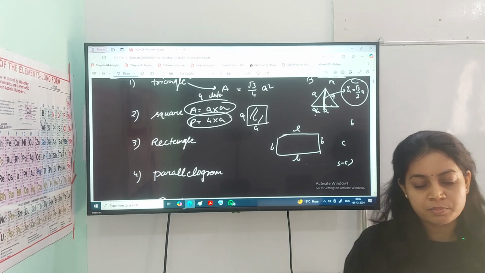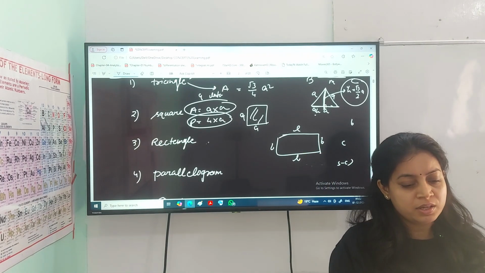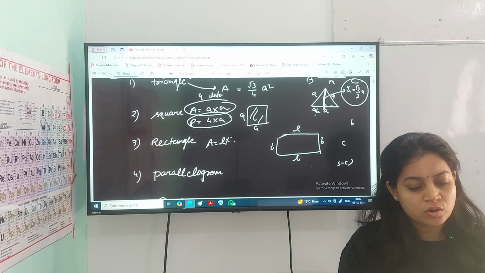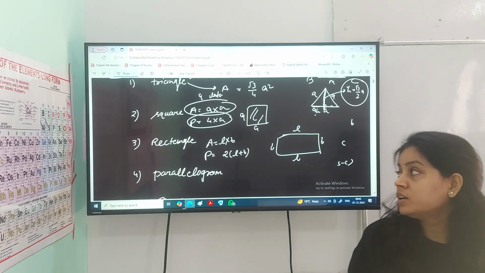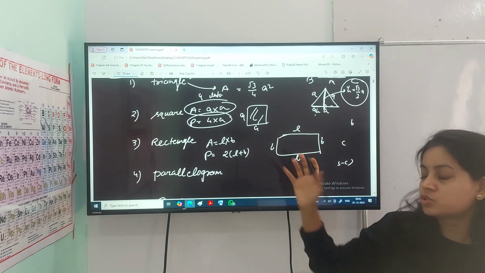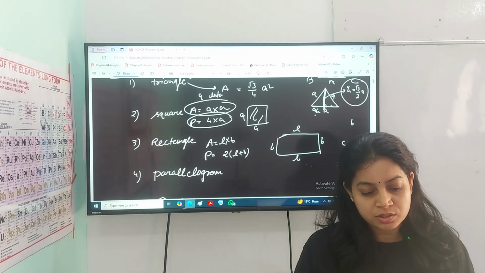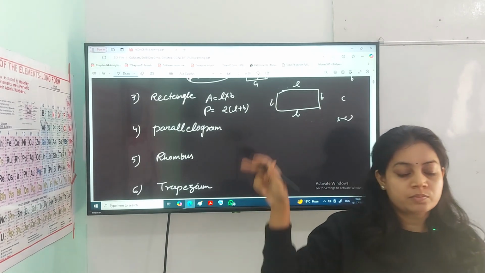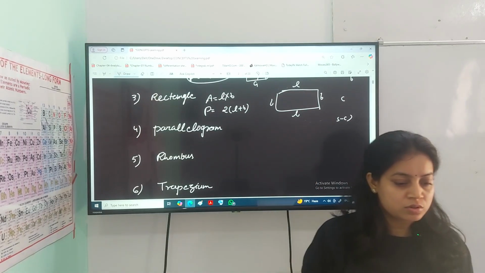And in the rectangle, we all know this is length, breadth. This is again length and breadth. If you calculate the area, it is simply length into breadth. And the perimeter of the rectangle is twice of L plus B. Definitely 2 sides are L and 2 are B, so you will add 2L plus 2B. So the perimeter is just the sum of all sides. That is just your boundary.